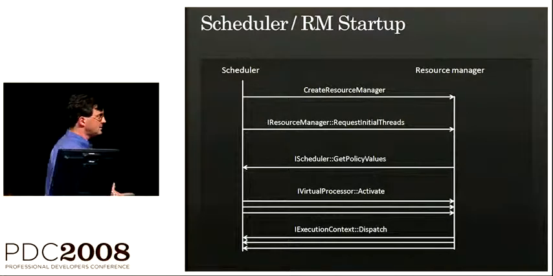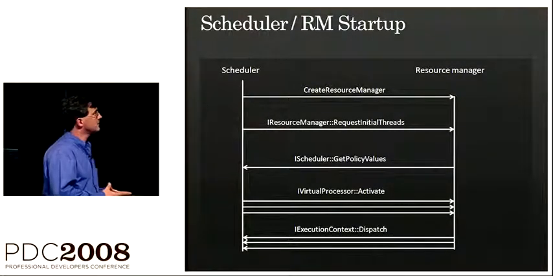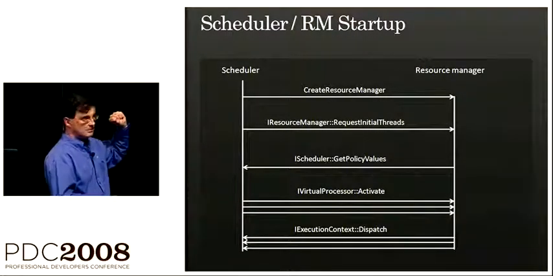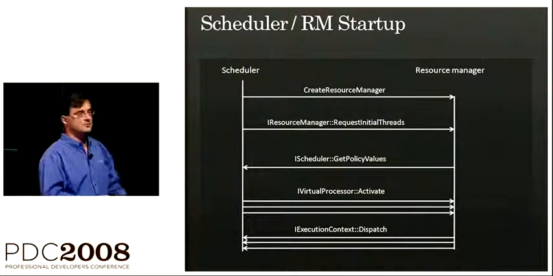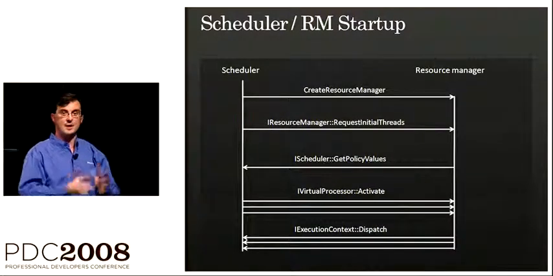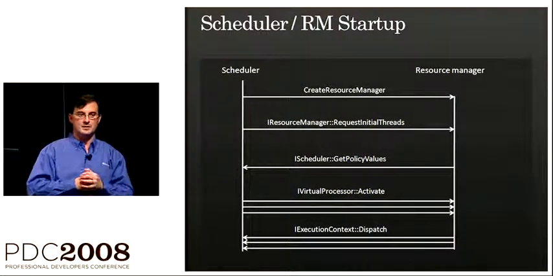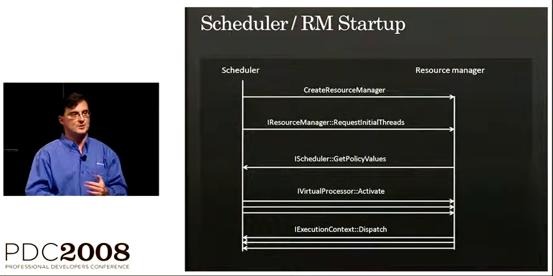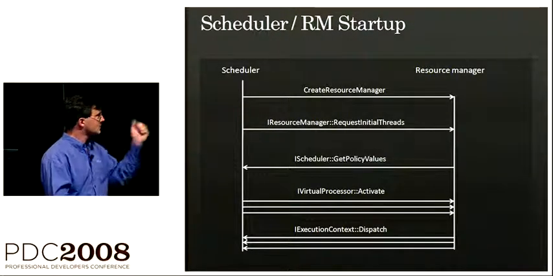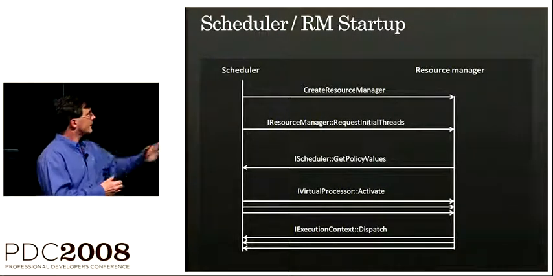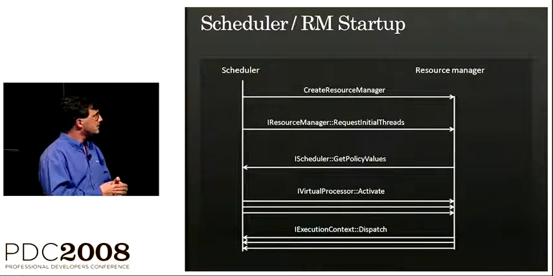The initial exchange between the scheduler and the RM, and we'll go through this in the code also, looks like this. We create a resource manager and get a pointer back. We request some initial threads from it. And the resource manager will then say, well, in order to give you that, I need to get your policies so that I know how many threads you want, what kind of stack sizes they use, what kind of priorities they need, and so on and so forth. So it asks for the policy values. It comes back later on and actually returns from request initial threads.